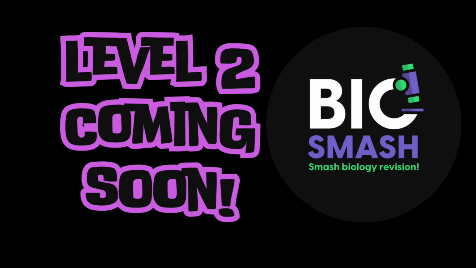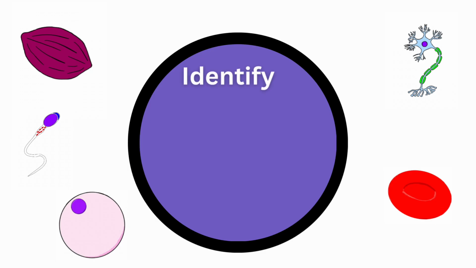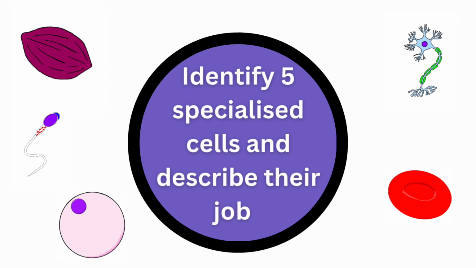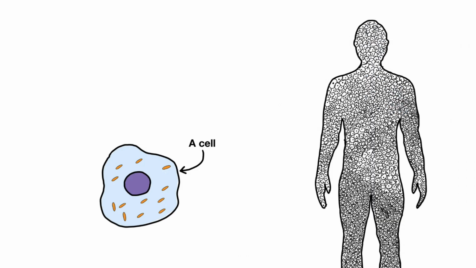This will be the first of two videos. The next one will go into more detail, but today we'll focus on the basics. And if you keep listening, by the end of the video, you'll be able to identify 5 specialised cells and describe their job. So before we begin, a quick reminder, our body is made of billions of cells.